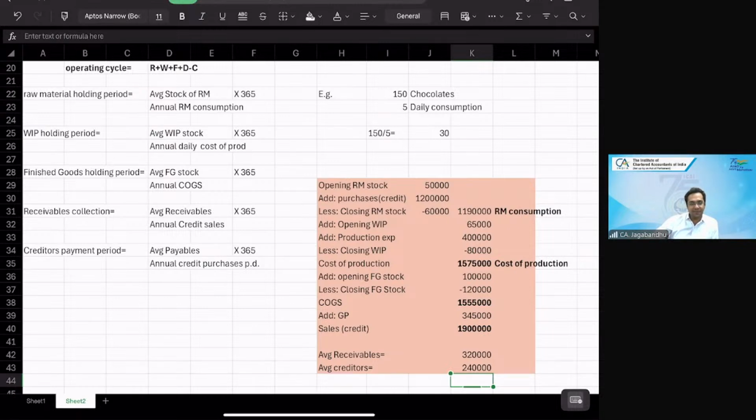Yes. Try it out, guys. Give me these 5 figures. You just have to substitute over here. Wherever it is average, it's going to be opening plus closing divided by 2. So try to solve it quickly. Try to calculate these numbers, the operating cycle figures.